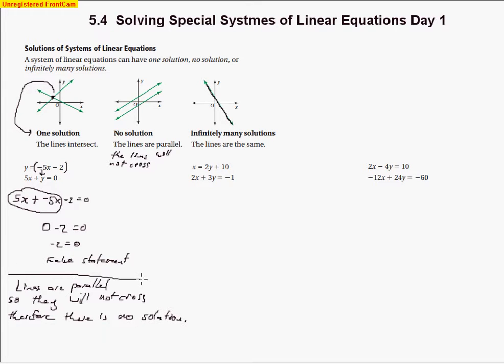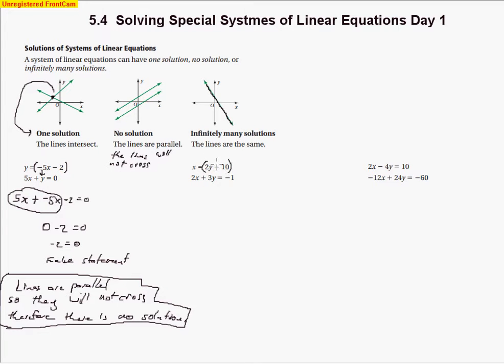So if we end up seeing that situation where we have two expressions, one side of the equal sign and the other side of the equal sign, and the numbers do not equal, and all variables cancel, then we have no solution. So let's take a look at the next one. Again, a good substitution problem.